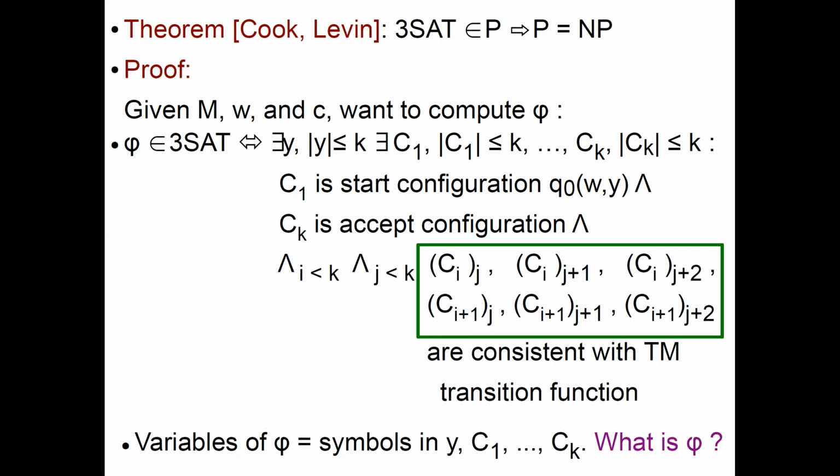So the yield becomes this. Okay? It becomes another and for j at most k, that the 6 symbols here, the j, j plus 1, j plus 2 symbols of Ci and Ci plus 1 are consistent with the Turing machine transition function.